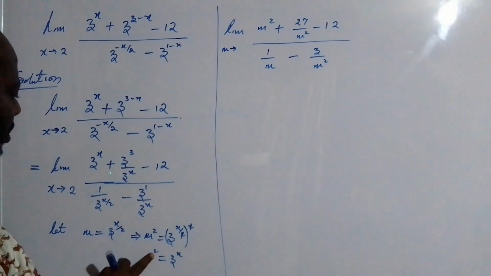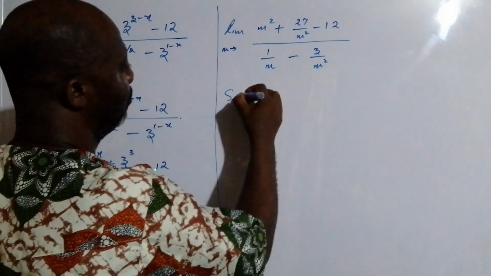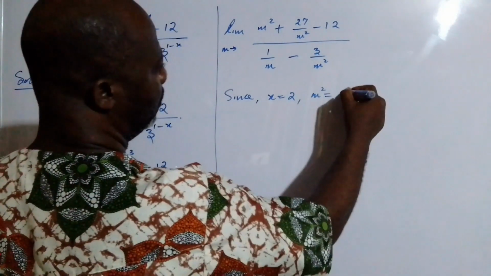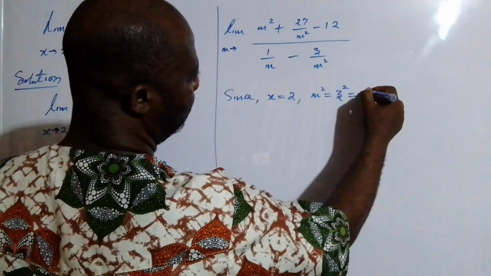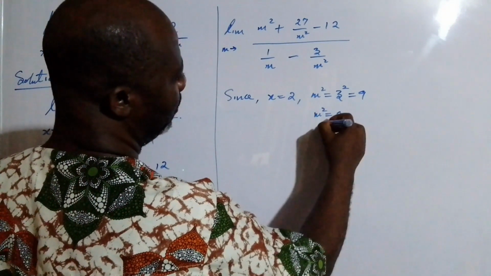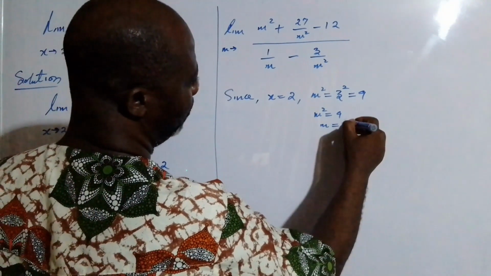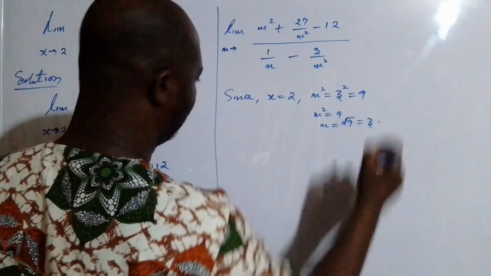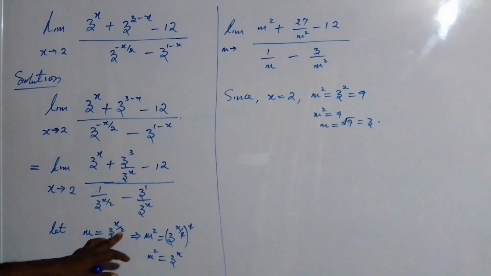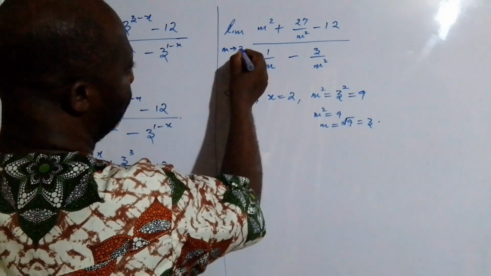Since x is 2, it means that m squared will be equal to 3 to the power of 2, which is 9. So what does that give us as m? If m squared equals 9, then m equals the square root of 9. Just take the positive value. So that is easy. Even from there, we can see that m will be equal to 3. So that means m is tending towards 3.